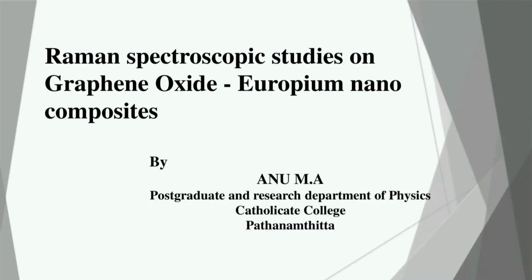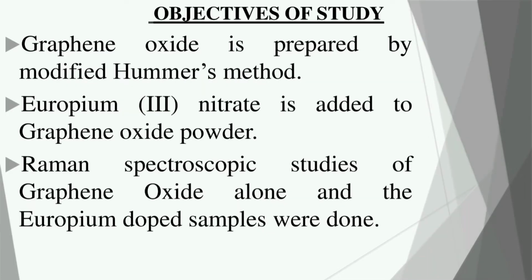The topic is Raman spectroscopic studies on graphene oxide europium nanocomposites. We all know in Raman spectroscopy we make use of the shift in wavelength or wave number to obtain chemical and structural information of a compound or molecule. So, our objective was to do Raman spectroscopic studies on graphene oxide alone and graphene oxide doped with europium.